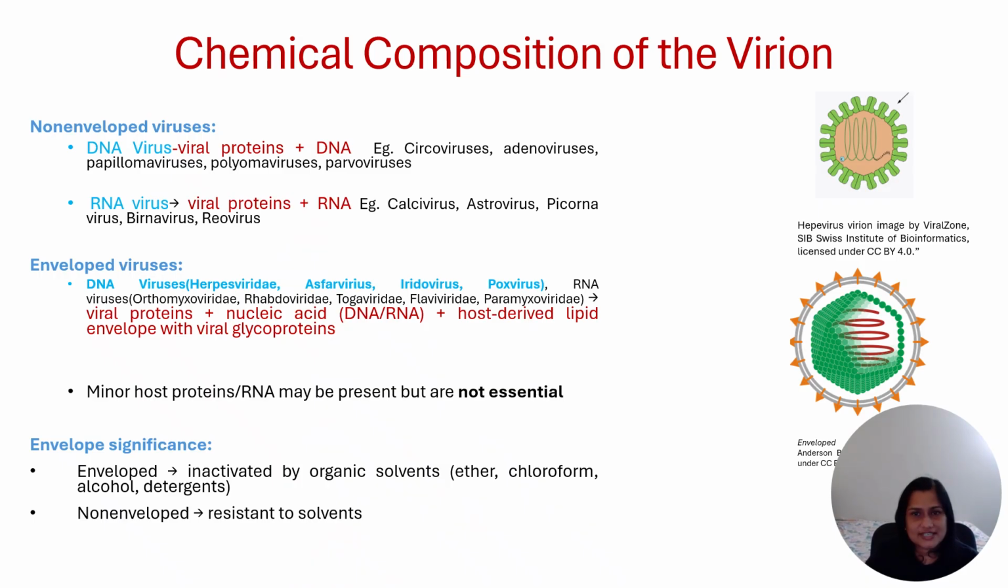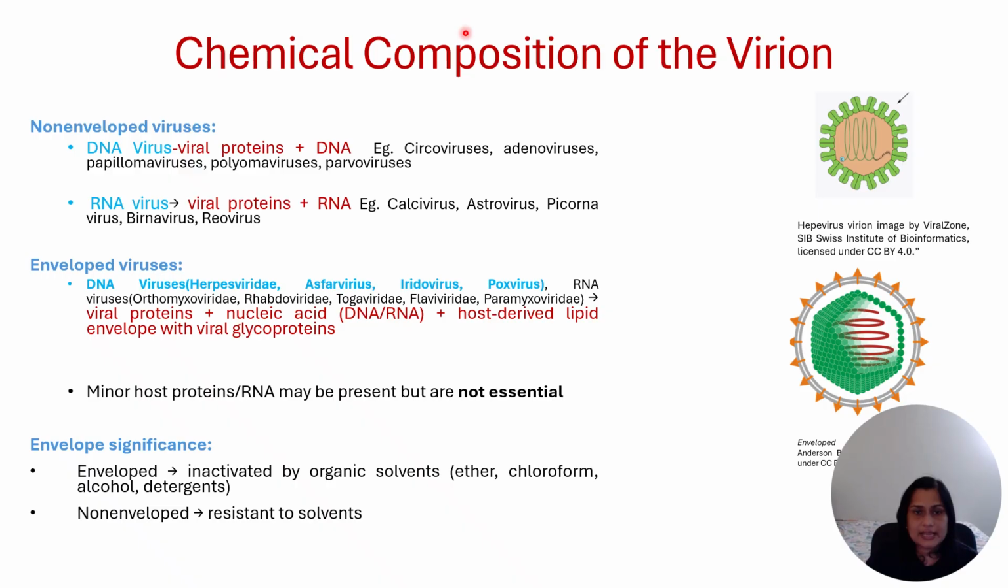Now let's look at the classification of viruses based on whether they have an envelope or not. First, the non-enveloped viruses. These viruses are made up of only viral protein and nucleic acid, either DNA or RNA. The viral protein makes the capsid layer of the virus, and the DNA or RNA is the genetic material. So in this picture you can see the outer viral protein-made capsid, and inside is the genetic material. But they lack an outer covering, the lipid envelope, so they are non-enveloped viruses.